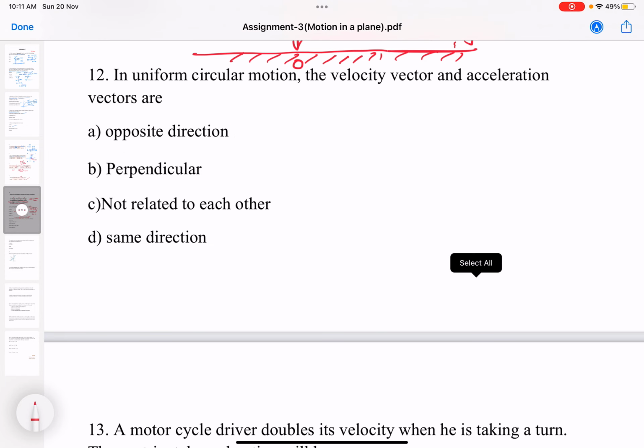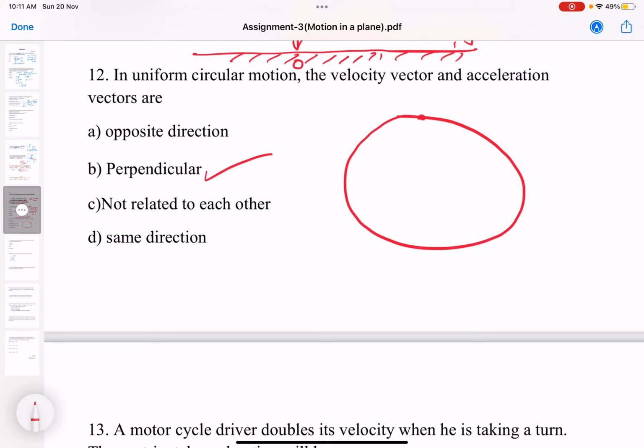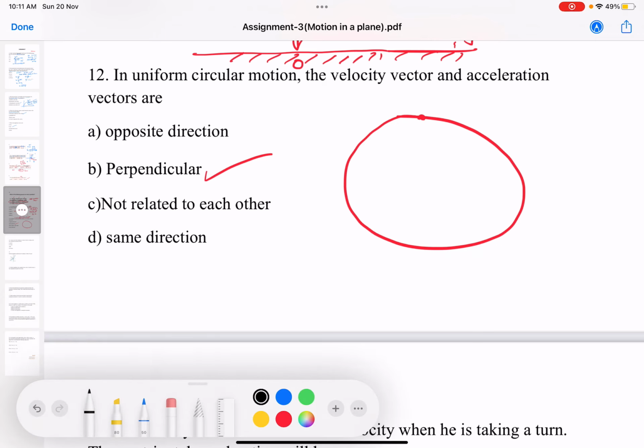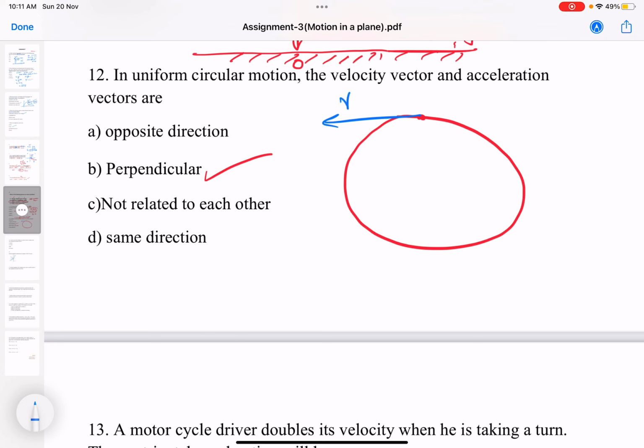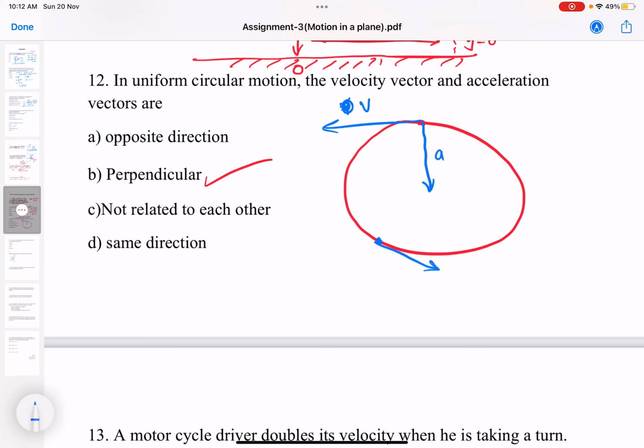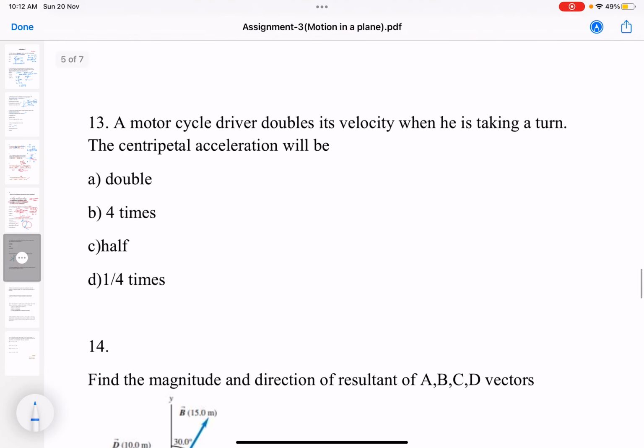In a uniform circular motion, the velocity vector and acceleration vector are always perpendicular, you know. So at any point, if the velocity is like this, the tangent drawn onto the curve gives us the direction of velocity, and the acceleration always points towards the center of the circle at any point. So this is velocity, and this is the direction of acceleration. They are always perpendicular.